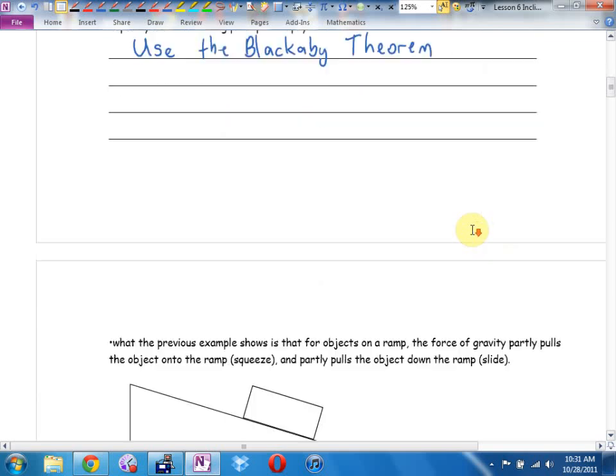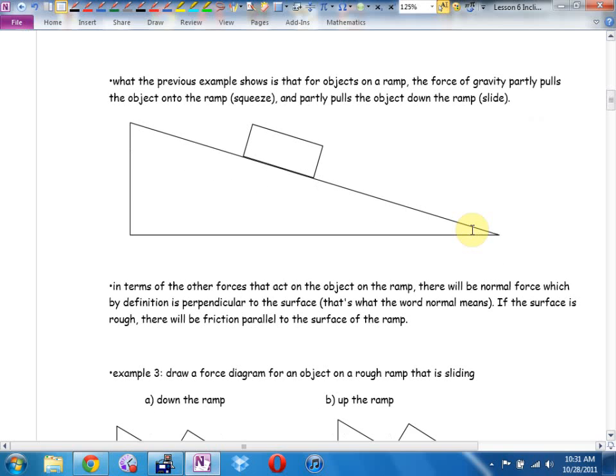Here's what I want you to realize. What we're trying to get you to believe, Jeanette, is that when you're on a ramp, gravity is doing two things. It's pulling you against the ramp, squeezing you, and it's also pulling you down the ramp.